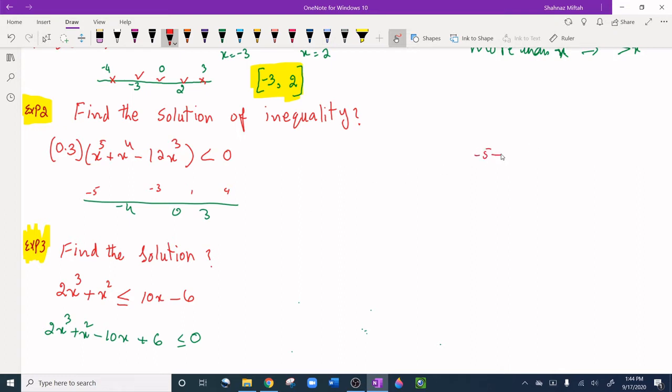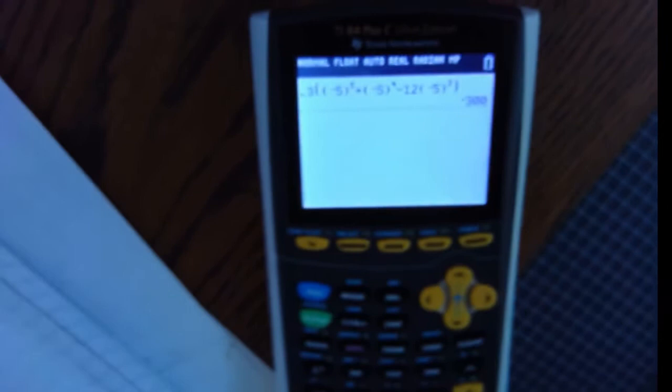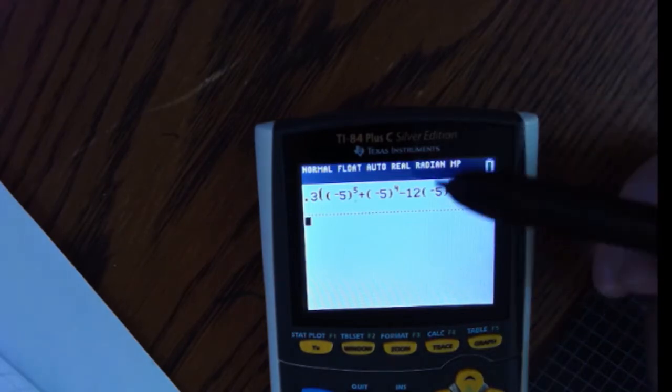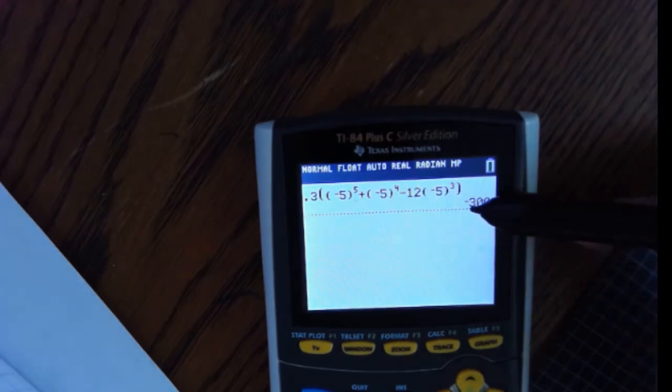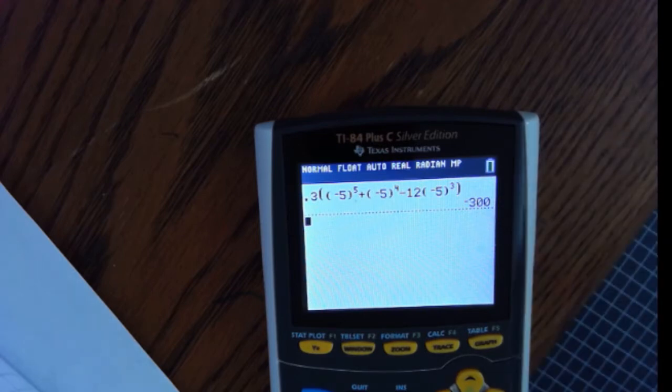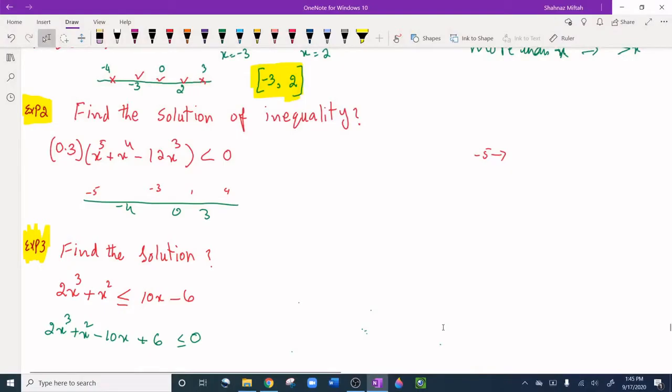So plug in -5 first. Now I'm going to go back to my calculator. Now you guys can see on the calculator, this is what I typed in for -5. In -5, you can tell I got -300. Once I get -300, it means it's making the statement true because -300 is less than 0. So it's making the statement true. So I have -5 is working for us.